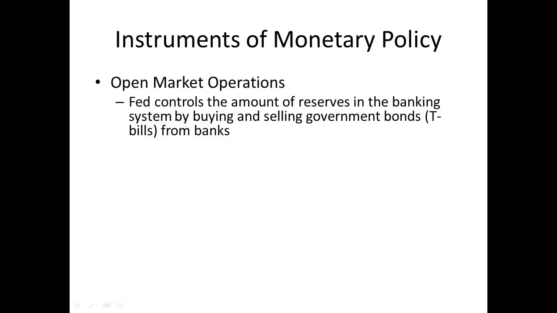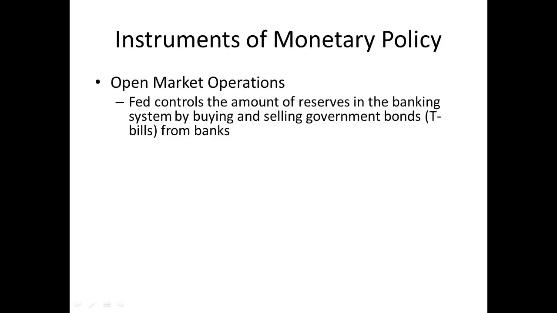Basically, what the Fed is going to do here is control the amount of reserves and the growth of reserves in the banking system by buying and selling government bonds. Specifically, we're going to focus on T-bills with pure open market operations. T-bills are short-term government securities. Typically, they're very short-term. They're bonds, but they're actually called bills because they mature in 30 days or 60 days. A bond typically has a longer maturity of something like 20 or 30 years, but they're the same thing.